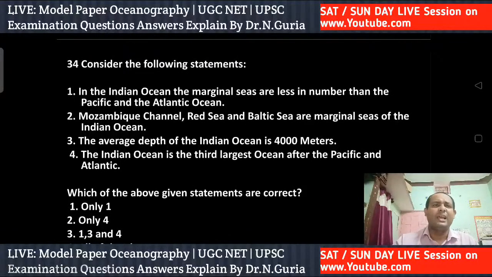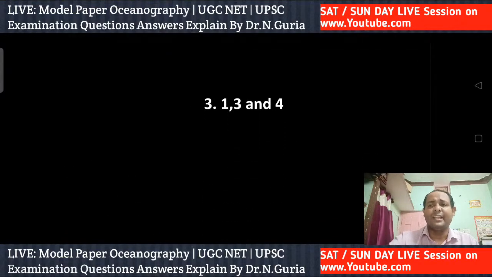Are less in number than in the Pacific and the Atlantic Ocean. It is significant. The marginal seas are the Mozambique Channel, Red Sea, Persian Gulf and Andaman Sea. So definitely there are the Arabian Sea and the Bay of Bengal. The right answer is 3 and 4 is the correct answer.